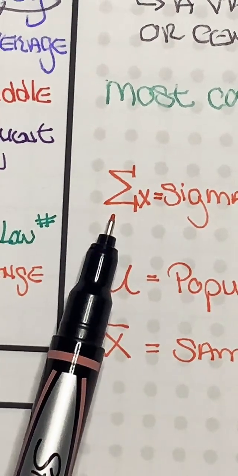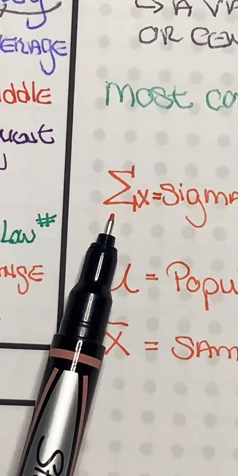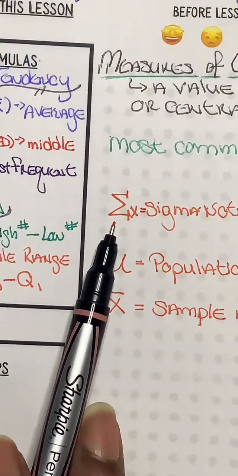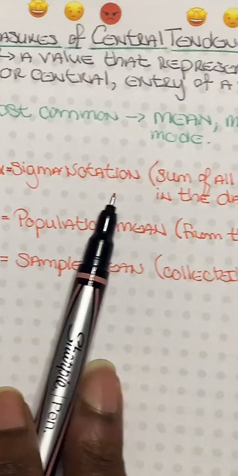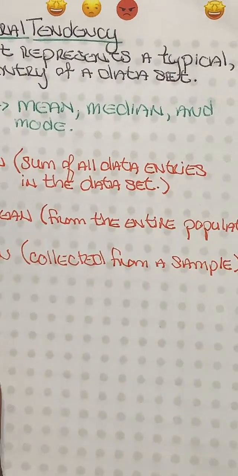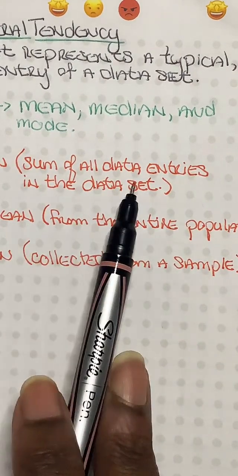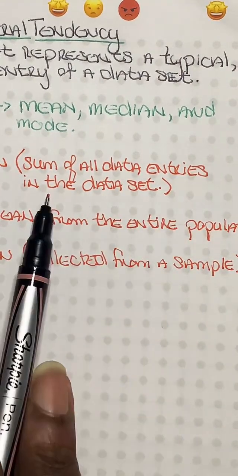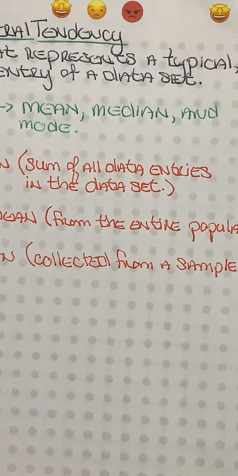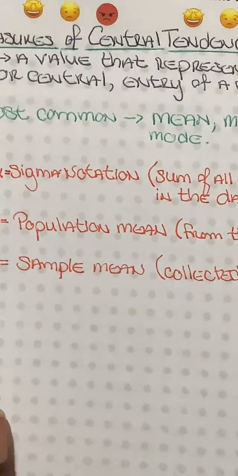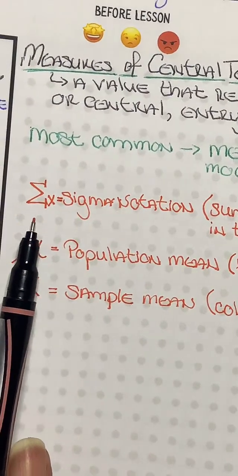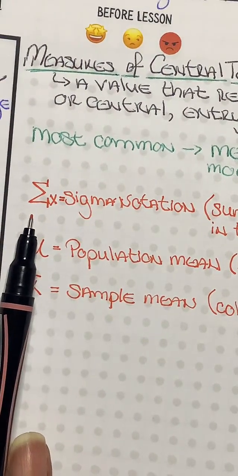Now with sigma notation, all you're basically doing, and I know it seems very intimidating, but all you're basically doing with sigma notation, you're just taking the sum of all the data entries in your data set. Data, here we go. All right. So that's all that sigma is basically telling you. It's basically showing you summation. So you're adding up numbers.